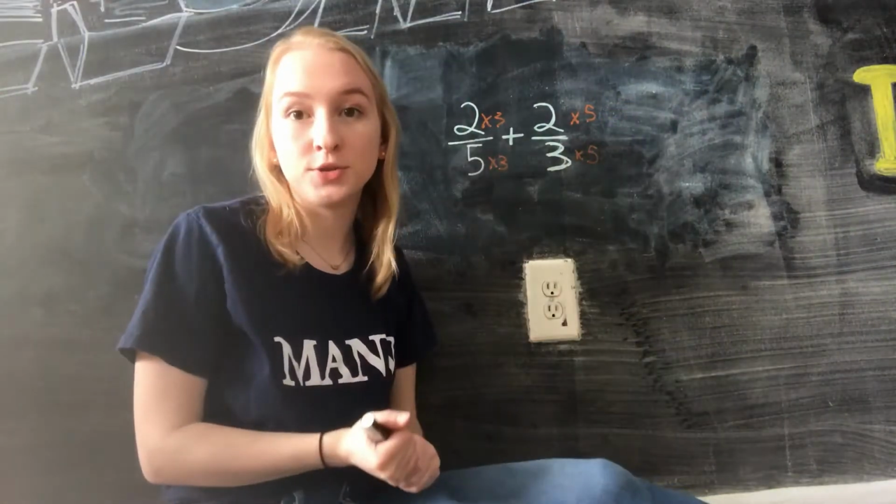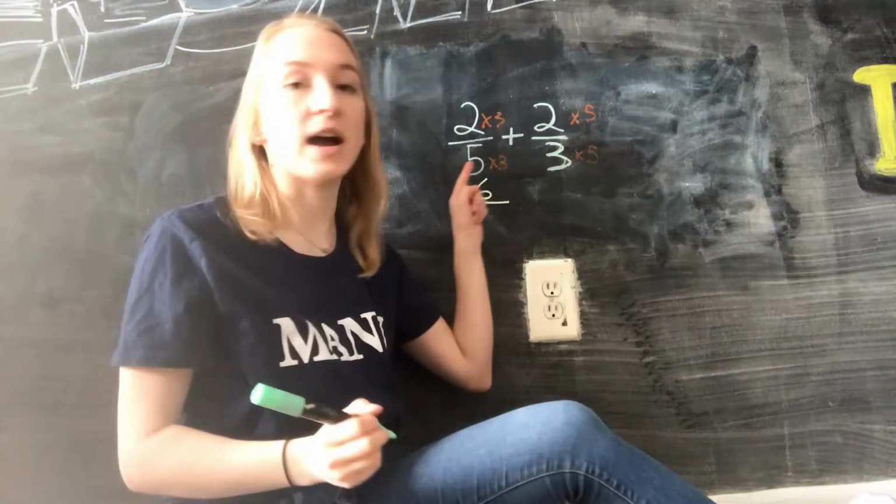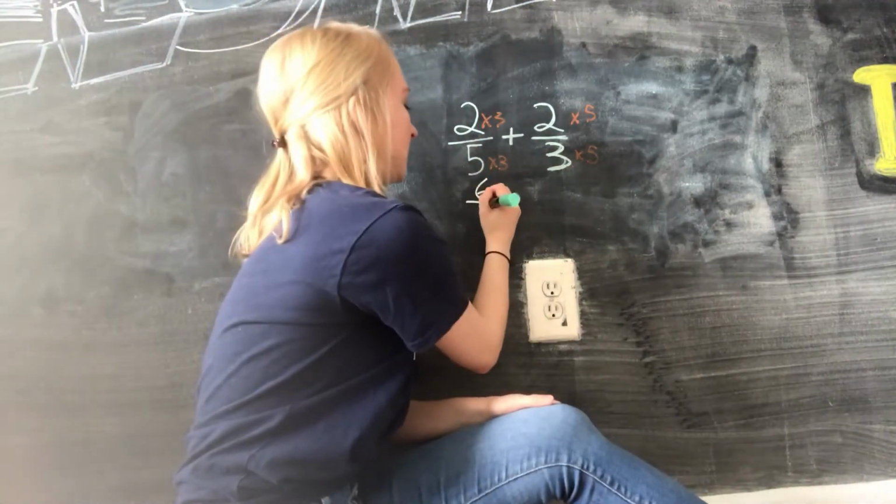So if we multiply 2 times 3, that will give us 6. 5 times 3, that will give us 15.